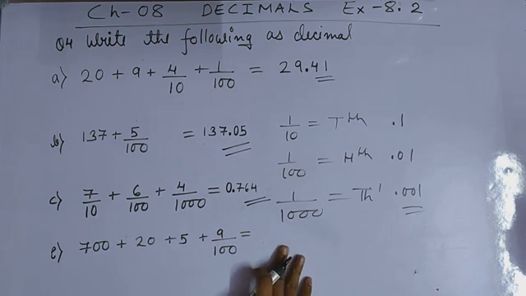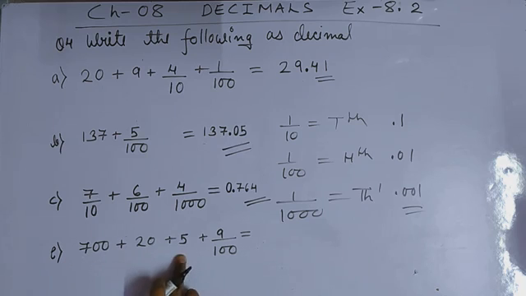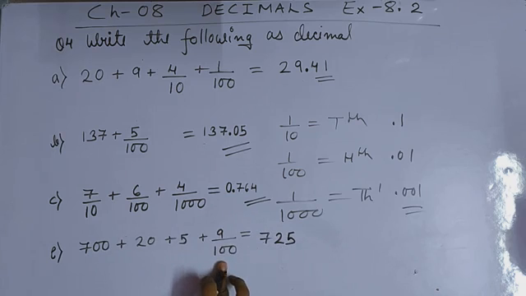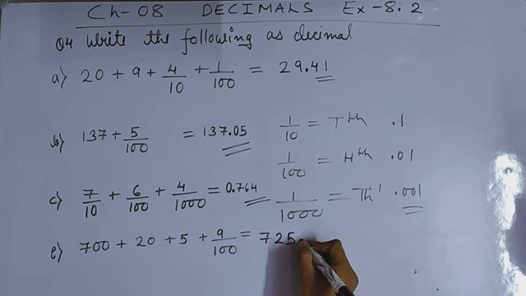Now coming to the E part. In this E part, whole numbers are given to you, then a fraction is given to you. Now this will be the whole number part and this will be the decimal part. So adding the whole number part first: 700 plus 20 is 720, plus 5 is 725. So in the whole number part you get 725. Now the multiples of 10 start on the denominator. So I am writing the decimal point because this shows that the decimal part has started.